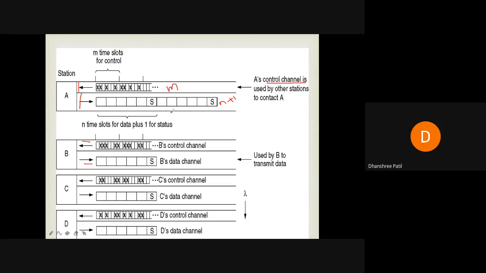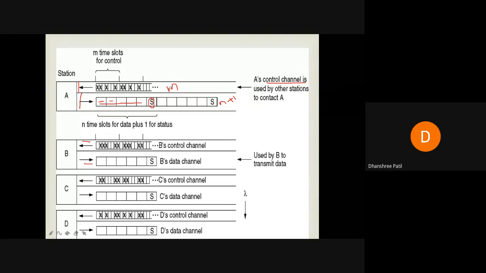What is this n plus 1? N is used to store the data, and 1 is used for status. What is the status? It checks the status of the other station, for example which slot of station B is empty and which is occupied. For that purpose this status is used. So for every station n plus 1 data slots and m time slots are available.